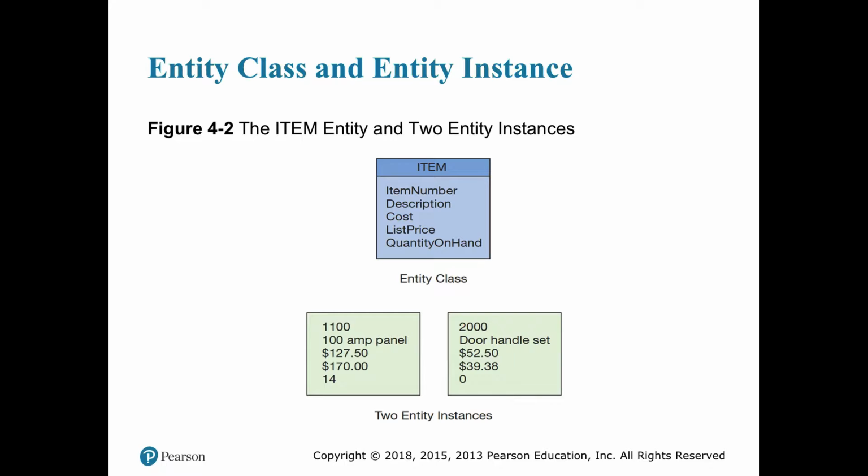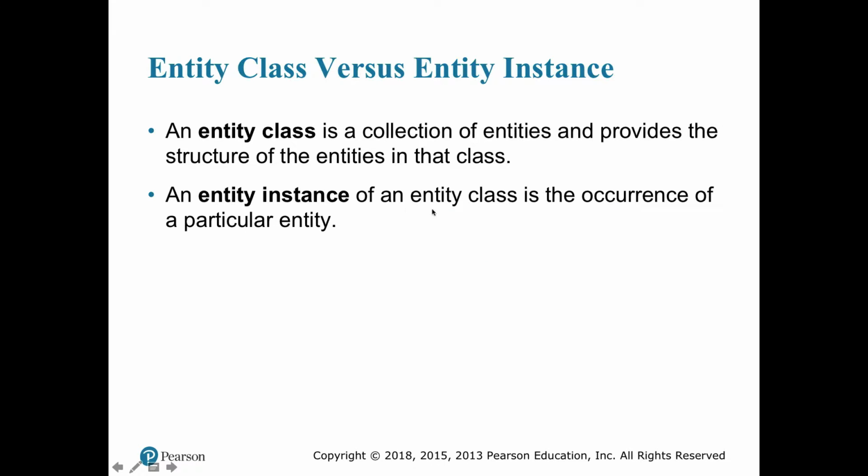In this example, they have item number, description, cost, price, and the classes are your attribute values. So maybe you're getting one from 1100, one from 2000. This is just data. When they say instance, or instance class, all they're saying is a row.